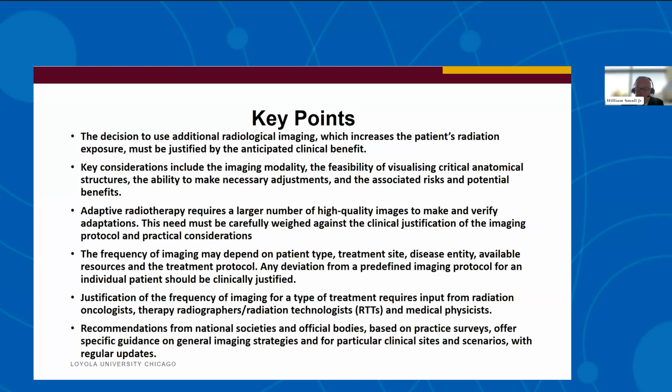The frequency of imaging may depend on the patient type, the treatment site, the disease entity, available resources, and the treatment protocol. Any deviation from a predefined imaging protocol for an individual patient should be clinically justified. Justification of the frequency of imaging for a type of treatment requires input from the radiation oncologist, the radiographers or radiation technologists, and medical physicists. And there are recommendations from national societies and official bodies, based on practice surveys, that offer specific guidance and general imaging strategies for particular clinical sites and scenarios, with regular updates.